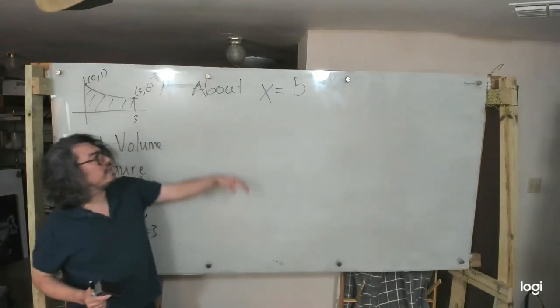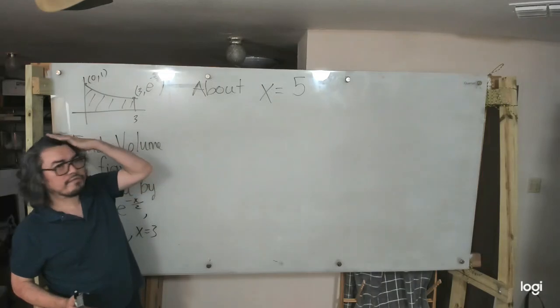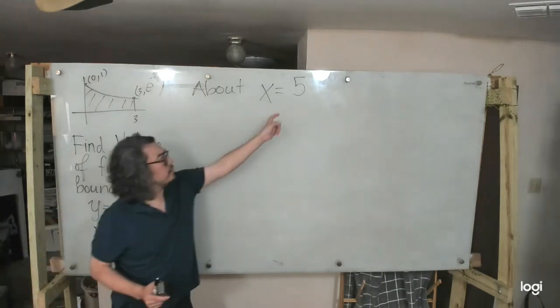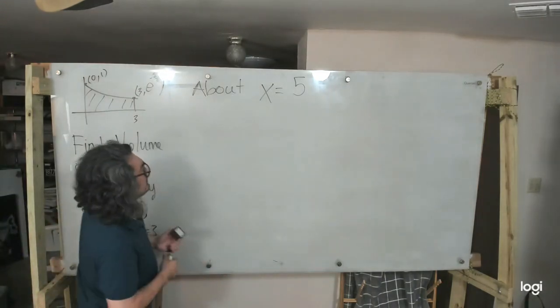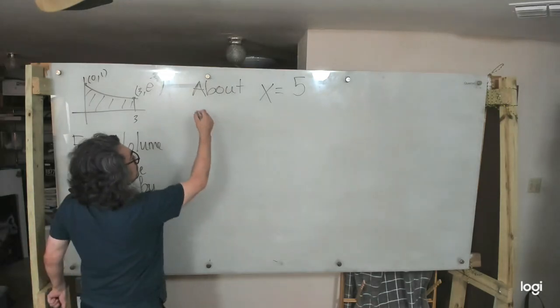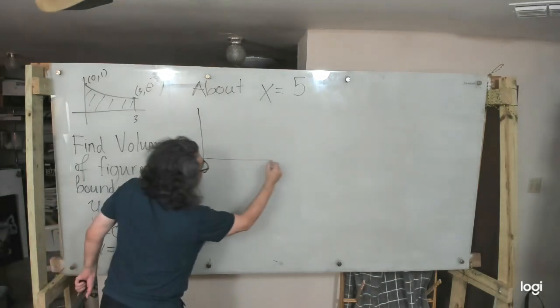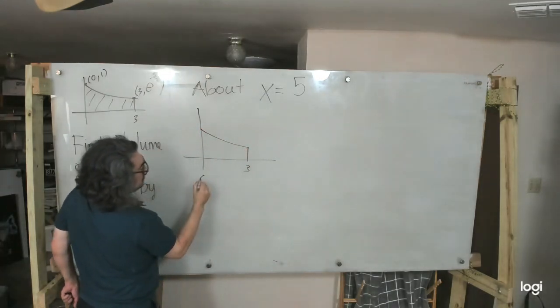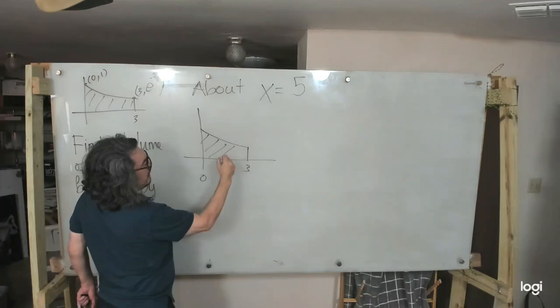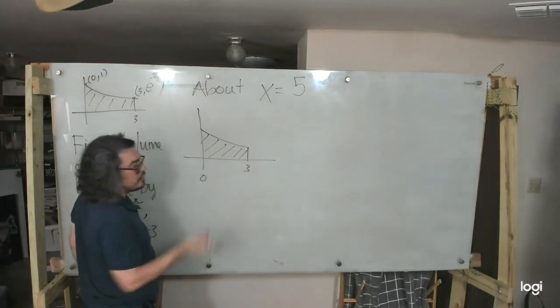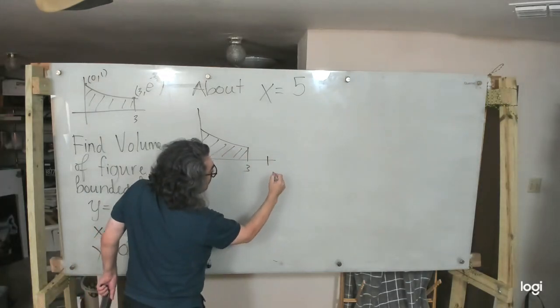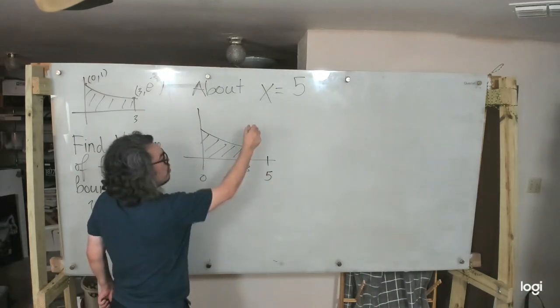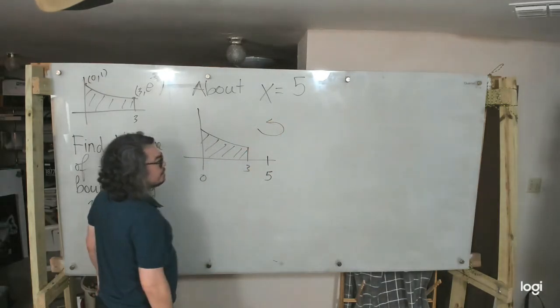So now we want to set up the integral to calculate the volume of the figure if we rotate it about the line x equals 5. I'm going to draw my figure. We know that the region goes from x equals 0 to x equals 3. And in this case, we want to rotate it about x equals 5. So it'll go about this axis like this.